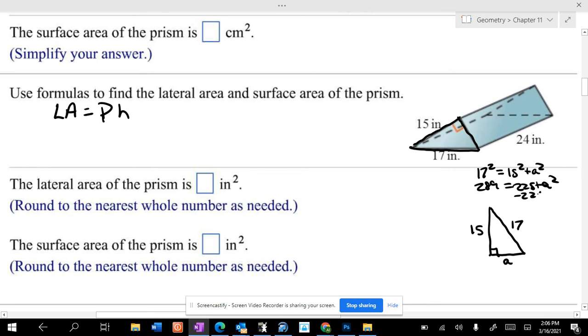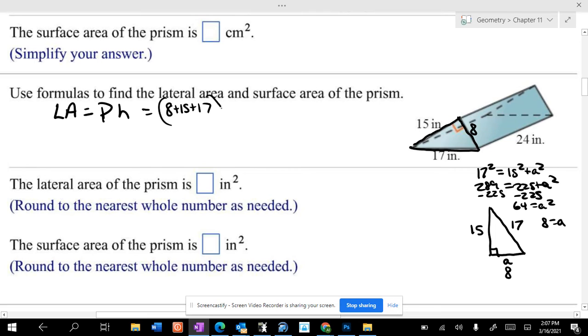We subtract 225 from each side. We get 64 equals a squared. Take the square root of each side. 8 is equal to a. So this is 8. So the perimeter of the base times the height is 8 plus 15 plus 17.